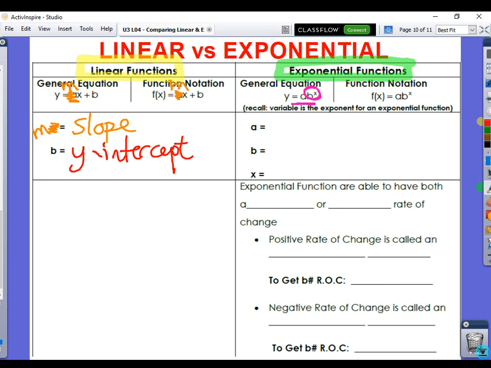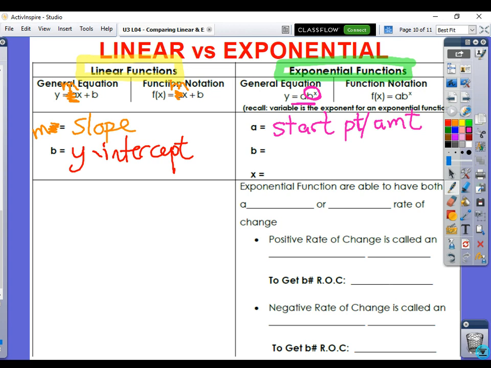So let's start out with a. A is going to be what we call our starting amount, or our starting point. It's where we start, or it's the starting amount. You're going to see why we use that word amount later in the unit. The next thing we talk about is the b value. The b value, in my opinion, is the MVP.